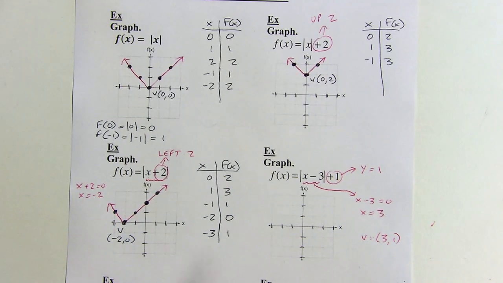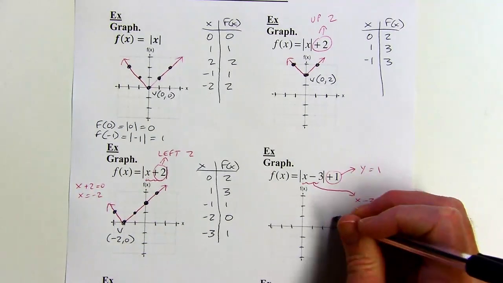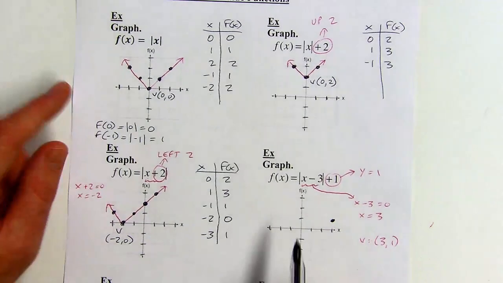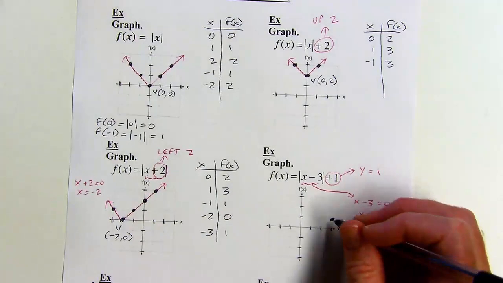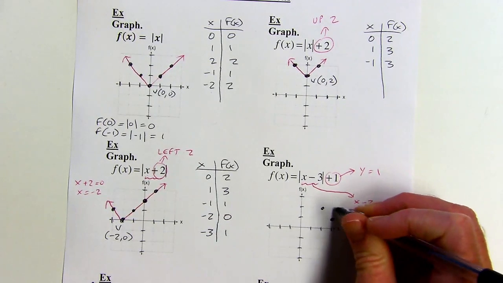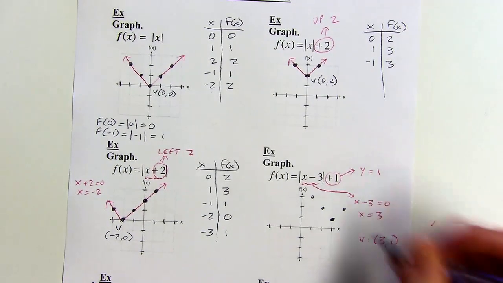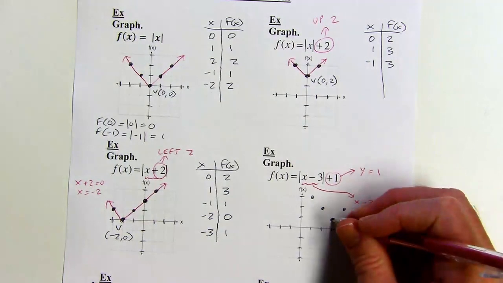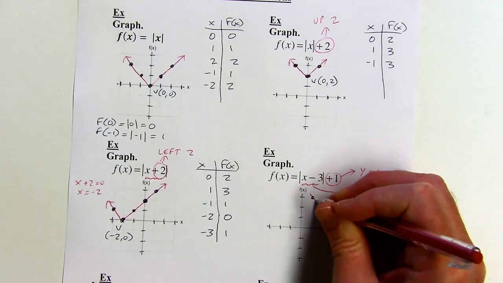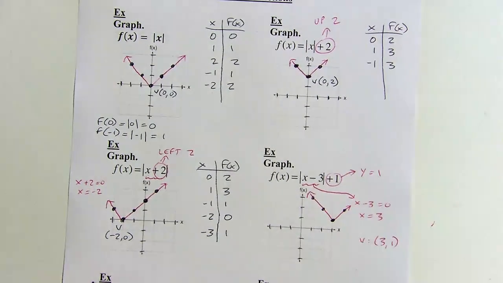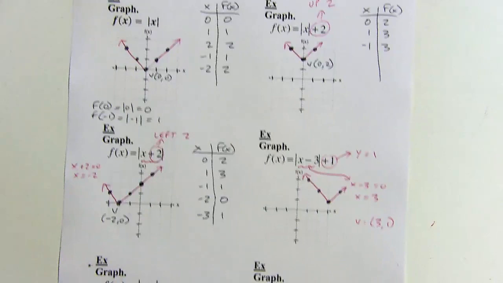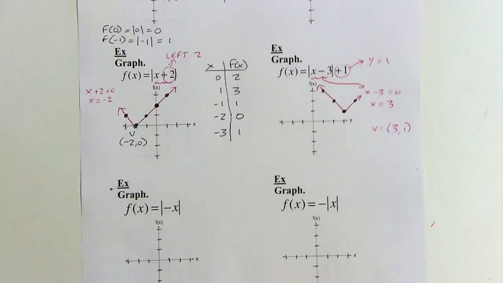Okay, so 3, 1 is right here, and then it just follows the pattern of all these other ones. So from there I'd go up 1 to the left 1 and up 1 to the right 1. Ran out of space on my graph there, but that's where it would be, right? And you could keep going there, and there is my absolute value function. Okay, a lot quicker than making an xy table once you know what to do.